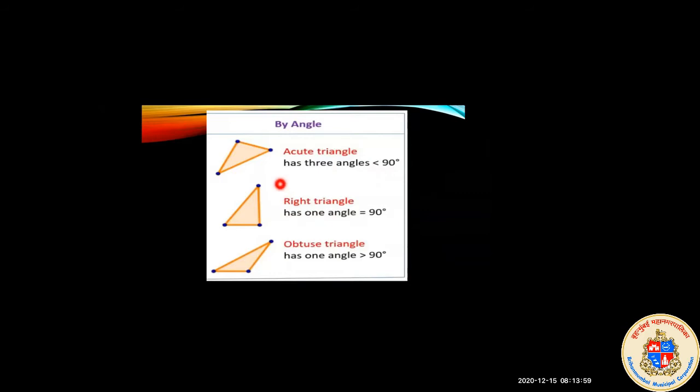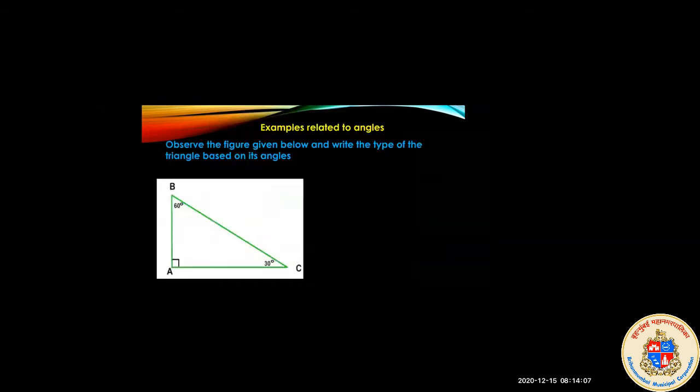Now we will see some examples related to triangles based on their angles. Now this is the first example. Observe the figure given below and write the type of the triangle based on its angle. Now here is a figure, triangle ABC. In this, there are some measurements also given. Now you have to find out which type of triangle it is based on its angle. So how will you solve? Let's see the solution.